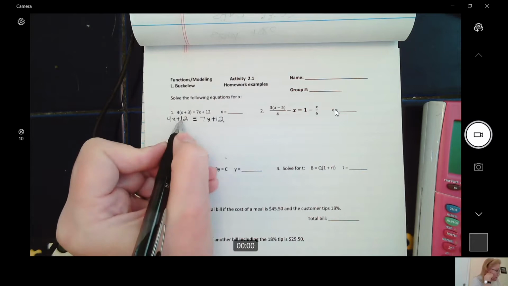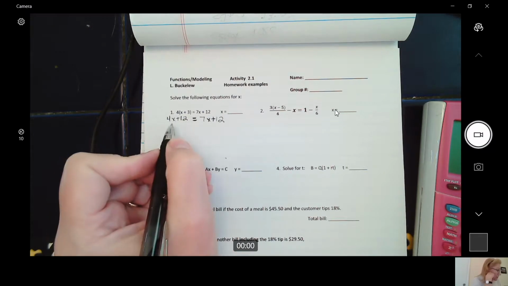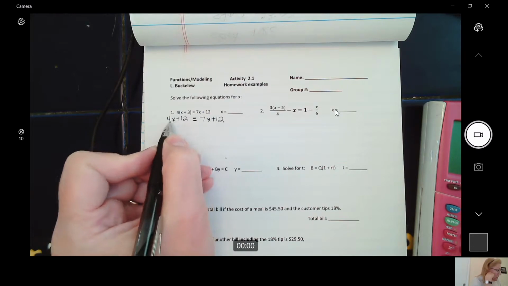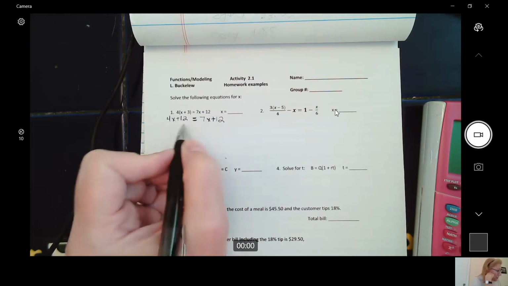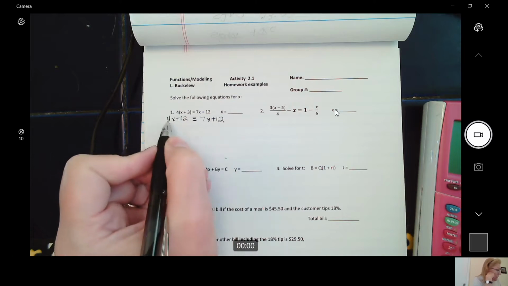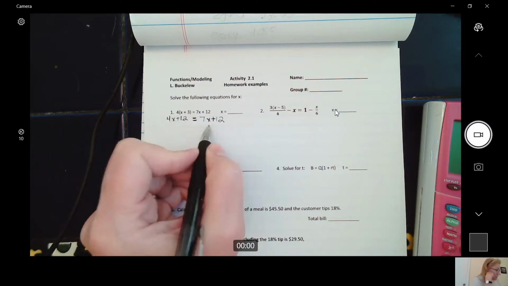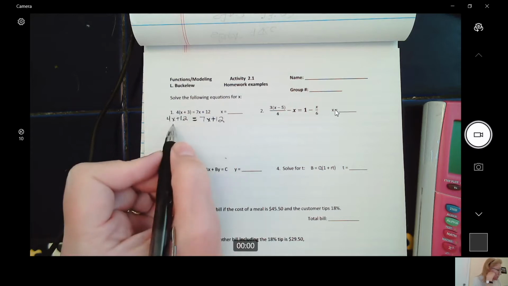Once you have each side of the equation simplified as much as possible, then your next step is to try to collect all the like terms that contain the variable that you're solving for to one side or the other, put them all in one function. So since I have a 4x on the left and a 7x on the right, we can just choose which side we want to combine them into.